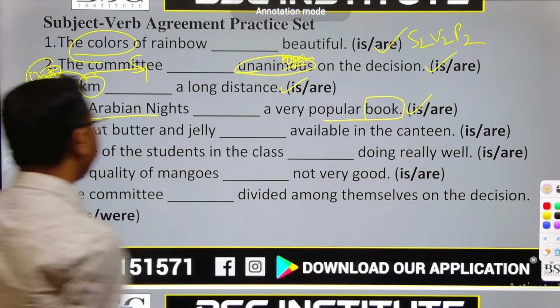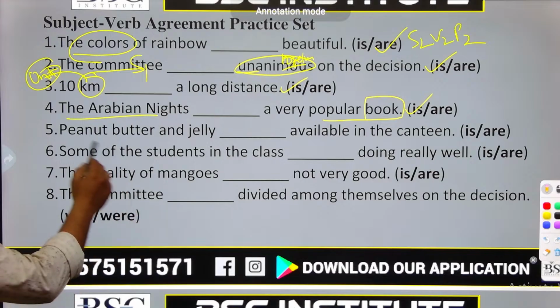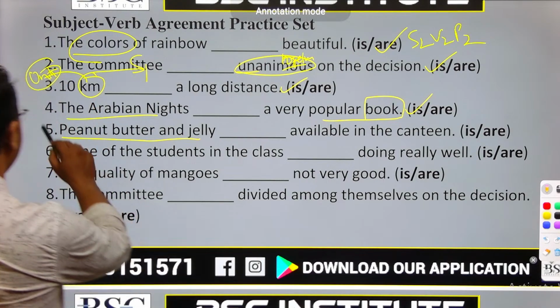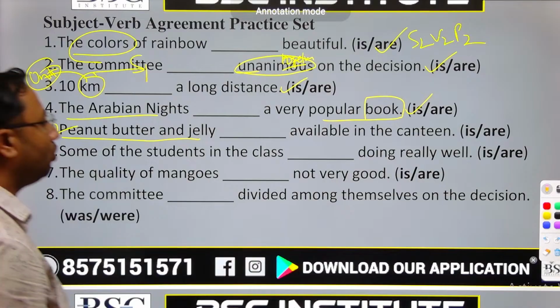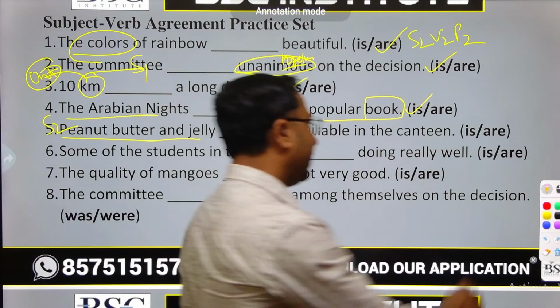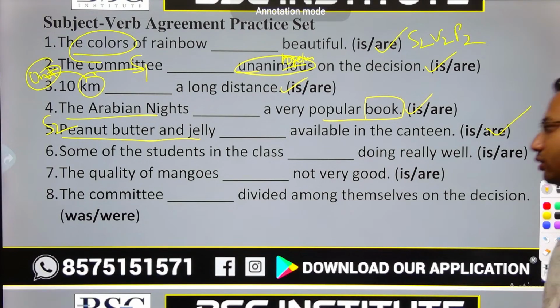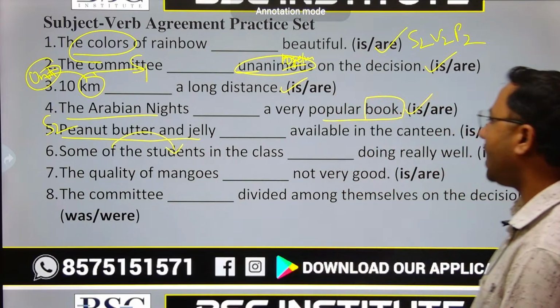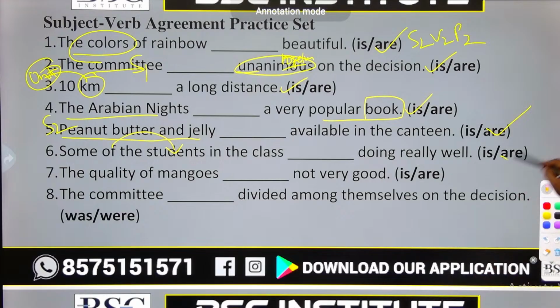The next is peanut butter and jelly. The peanut butter and jelly are two different entities, right? Between peanut butter and jelly there is no similarity, they are different things. So if it is two different items, then it will become S2, and S2 follows V2 follows P2. The next, sum of the students. Soon after the word sum, students is mentioned, sum of the students, so it becomes S2. S2 becomes V2. How easy, no need for a question paper. Quickly we can figure out the answers.